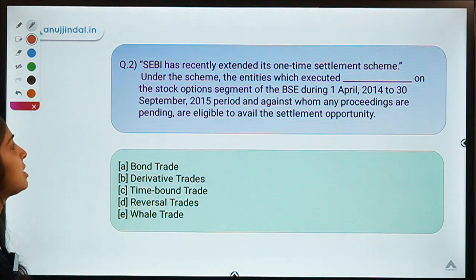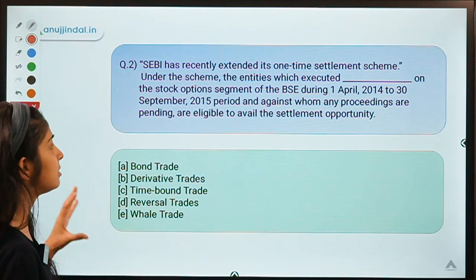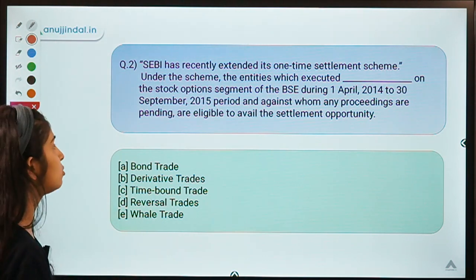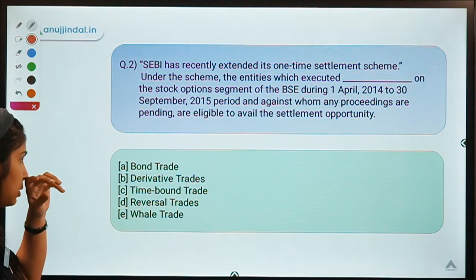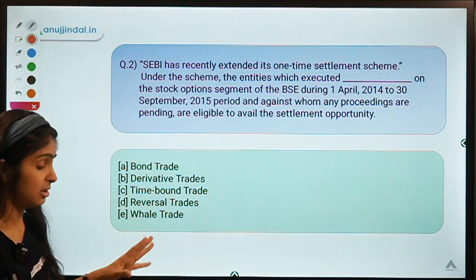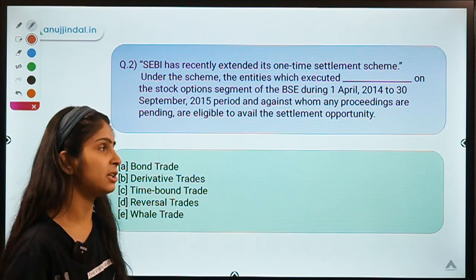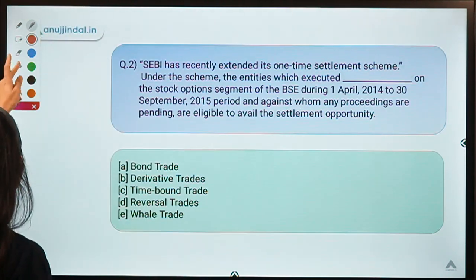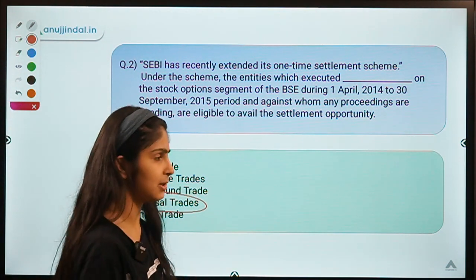Okay, this is the second question, which says SEBI has recently extended its one-time settlement scheme, right? Under this scheme, entities which executed dash on the stock option segment of the BSE during 1st April 2014 to 30 September 2015, and against whom any proceedings are pending, are eligible to avail the settlement opportunity. This seems like a really tricky statement, but don't worry, we are going to break it into smaller parts and then understand it. The solution for this question is option D, which means reversal trade, also known as reverse trade or trade reversal, right?